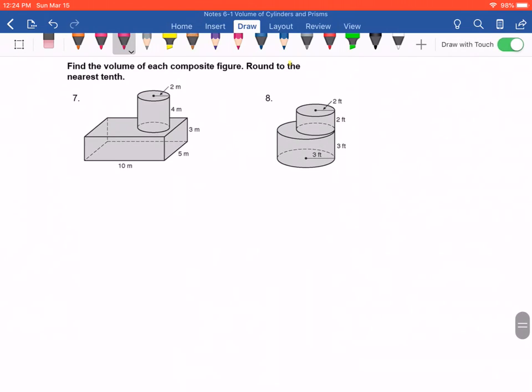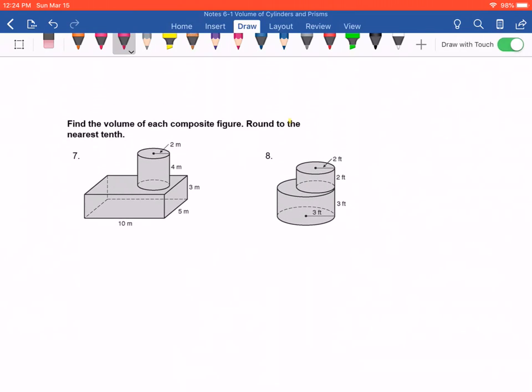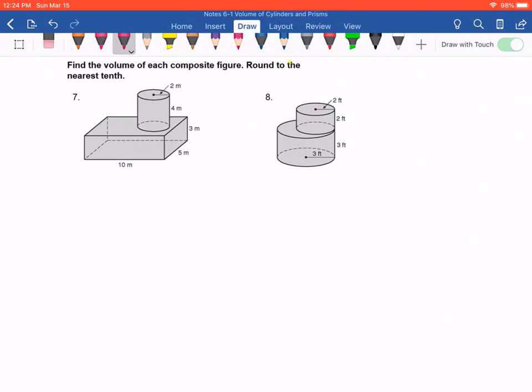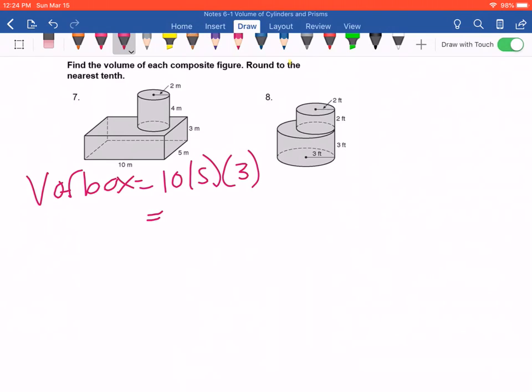Our directions ask us to find the volume of each composite figure, rounded to the nearest tenth. All right, so the first thing that we want to consider here is the volume of the box. So to consider the volume of the box, I know that V of the box is equal to the area of the base, which is 10 times 5, times my height, which is 3. This is going to yield, let's see, 150 meters cubed. Okay, 150 meters cubed.